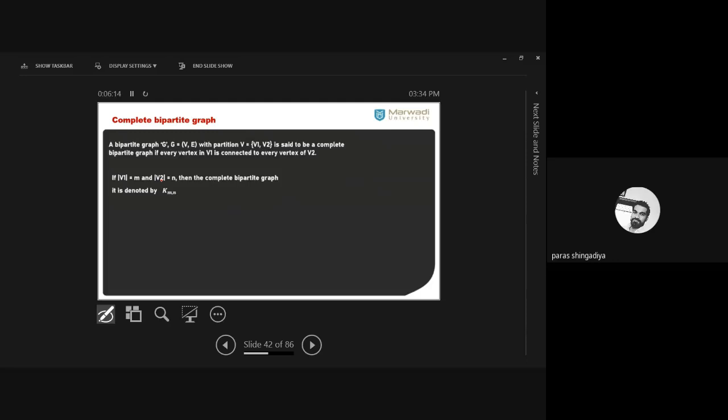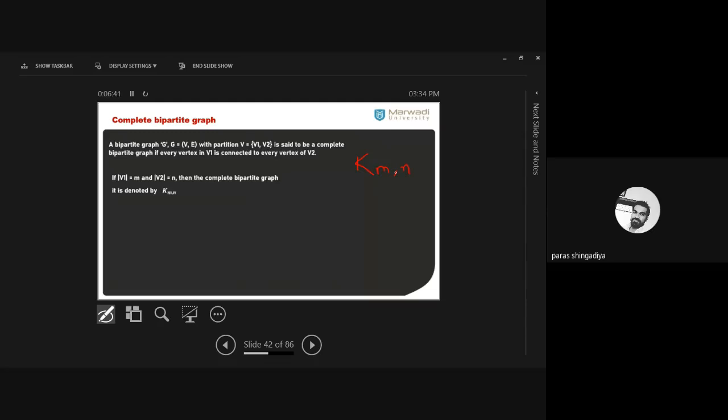Clear? That is called mod of V1. Mod means number, quantity. So let us define it as a small m, and mod of V2 means the number of vertices in the second partition. Okay, and let us say it is a small n. So a complete bipartite graph is denoted as K_{m,n}. Okay, the notation for a complete bipartite graph is K with suffix m, n. Here m denotes the number of vertices in the first partition, and n denotes the number of vertices in the second partition.